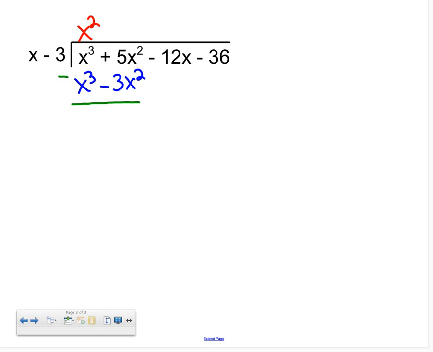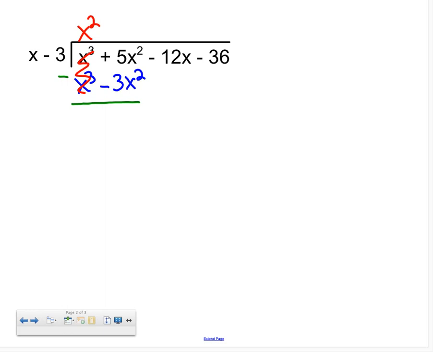That's good. In fact, when you're doing long division with polynomials, the first terms of each of your subtraction pieces should always cancel. It should always make a 0. If they don't, that means your top number is not correct. You didn't multiply by the correct value.